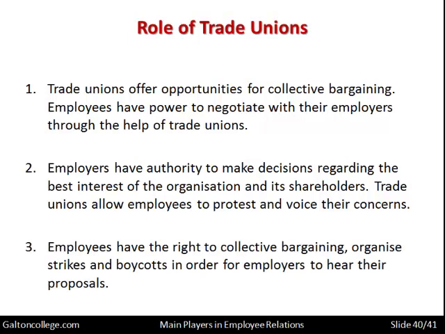Employees have the right to collective bargaining, to organise strikes and boycotts in order for employers to hear their proposals. After all, in a democracy, it's not right to force people to work. If people wish to withhold their labour, that must be a basic human right. If they don't want to go to work, then they should not be forced. If people are upset about the conditions or the pay within their organisation, we can't force them to work.